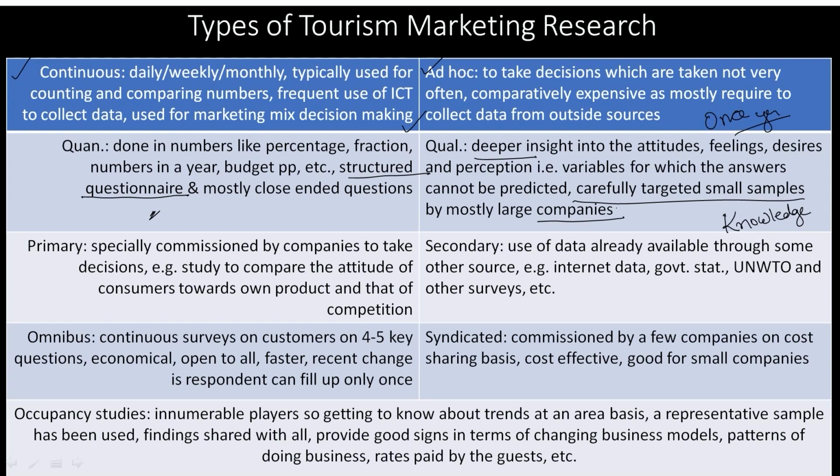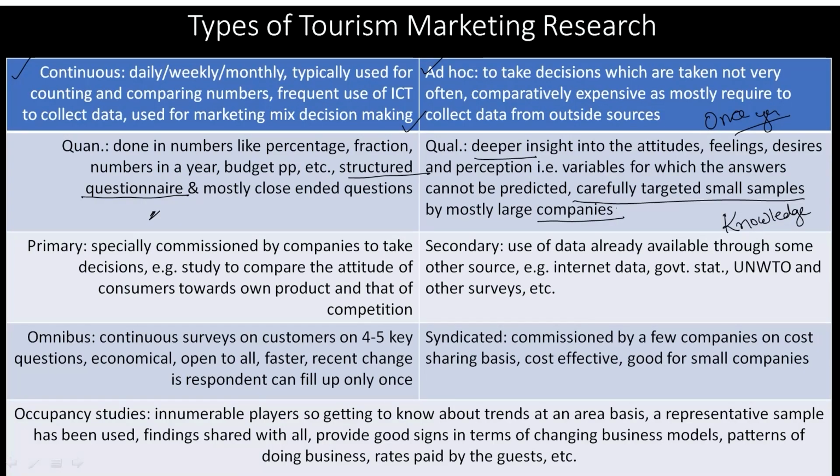The fifth type of research is primary research. As the name itself suggests, primary data is the main source of information in primary research. Primary research is especially commissioned by companies to take decisions, like a study to compare the attitude of consumers towards their own product and that of the competition. You have to collect the primary data because it has to be the latest one. If it is not concurrent data, then it makes no sense. The attitude of consumers three years back towards the competition is not that important. So primary data is concurrent data.